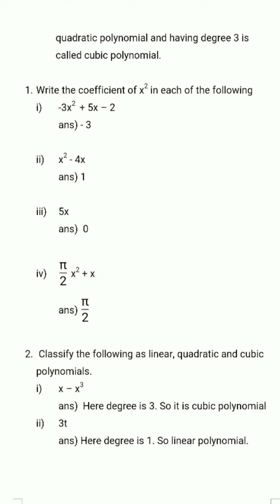Now coefficient. If we look at any variable like 5x, the number written along with the variable is called the coefficient.